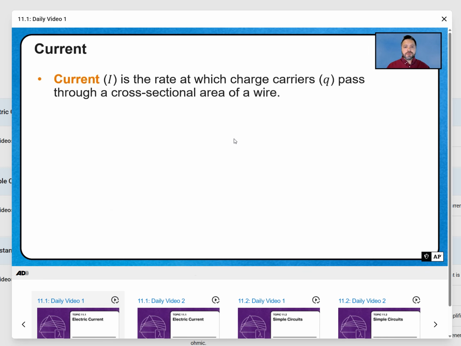You might remember something like this from fluids. Essentially, if you take a wire and you were to split it open, how fast would those charges be coming out if you were to try and collect them into a bucket? That's the current. So it's the amount of charge per unit of time flowing through that cross-section.